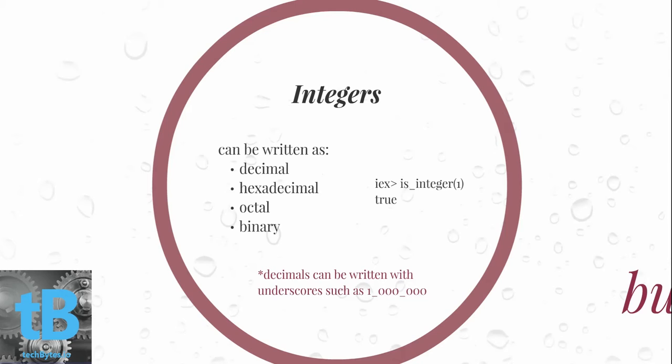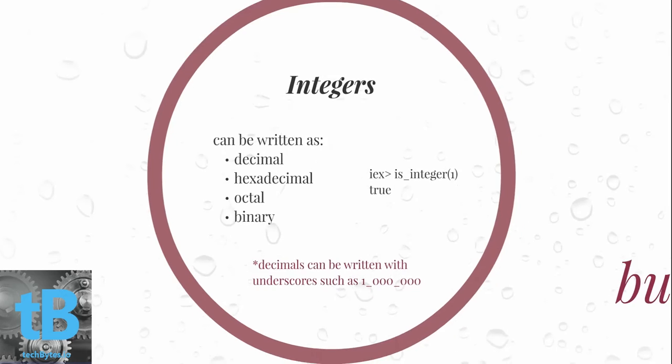If you'd like to pop open interactive Elixir, you can type iex into your command line. is_integer is a built-in function for Elixir. If you type in is_integer(1), you would receive true because that is an integer. If you type is_integer(1.2), you would get false because that is a floating point number.